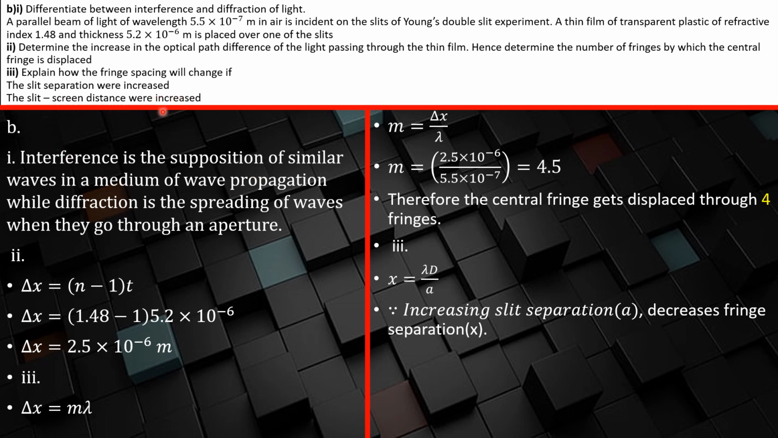Now the slit screen distance will increase. If I increase the slit screen distance, which is this capital D, what happens? Notice that the fringe separation just directly increases since they have a direct relationship here. So increasing slit screen distance, capital D, increases the fringe separation x. Okay, and that's it. That's it, guys.